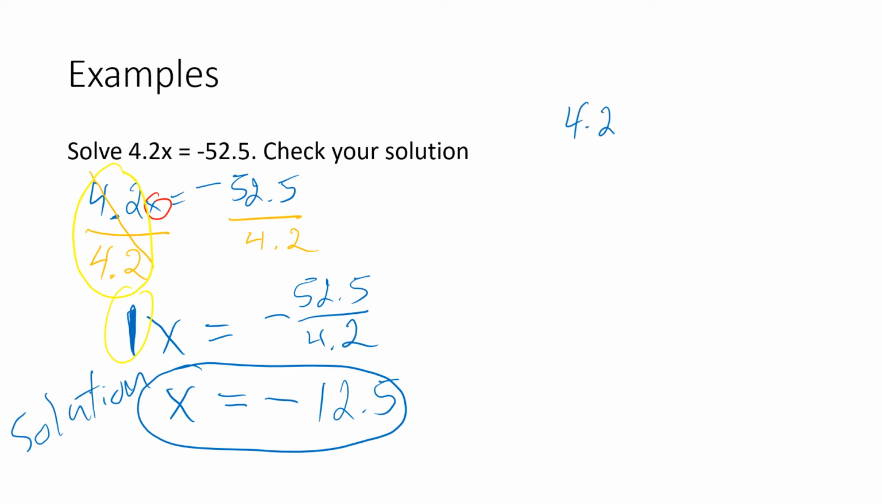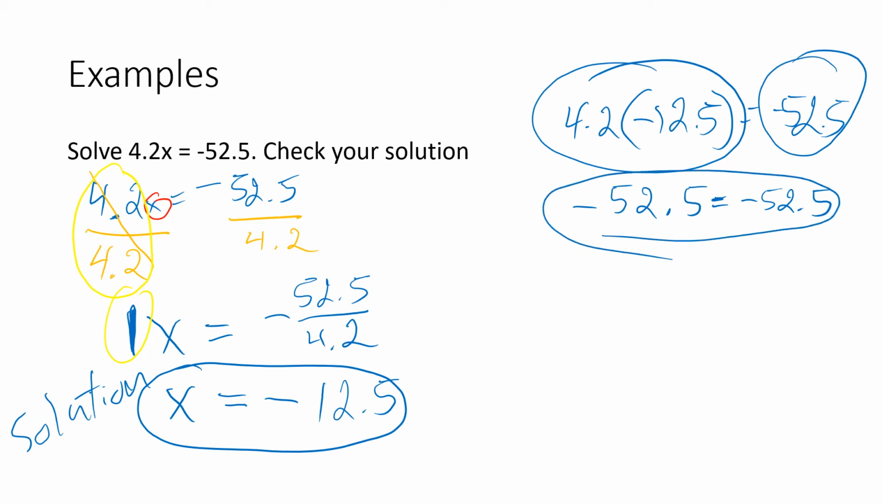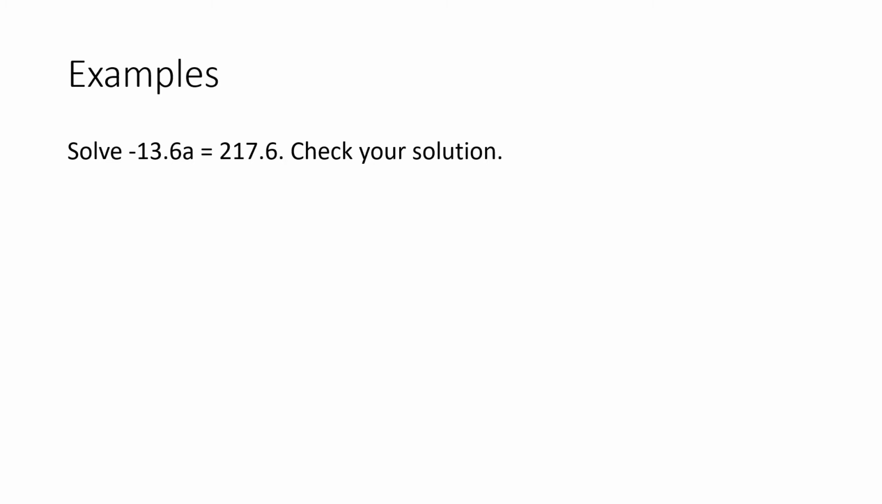So 4.2 times negative 12.5 equals negative 52.5. Well, again, if we type into our calculator 4.2 times negative 12.5, or we do it longhand, we're going to find out that indeed those equal. So we have checked our solution because we know that whatever happens on this side must equal whatever is happening on that side. And that's what we see here. Let's try another one.